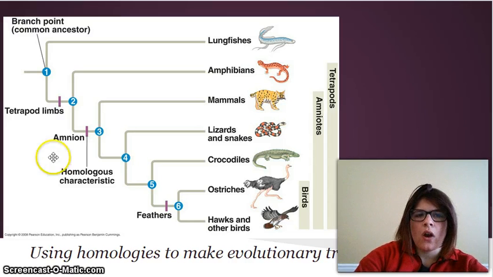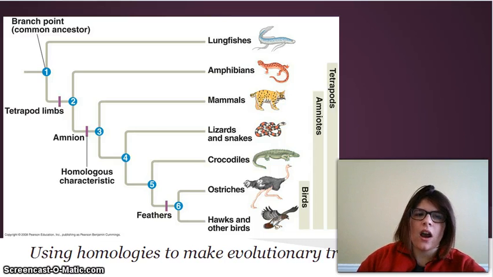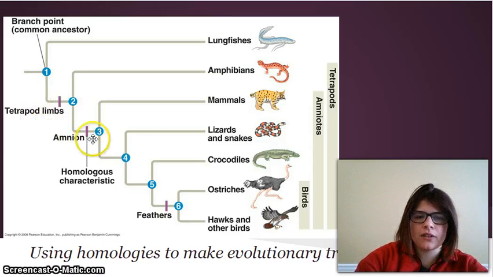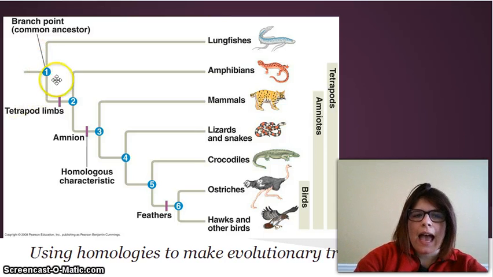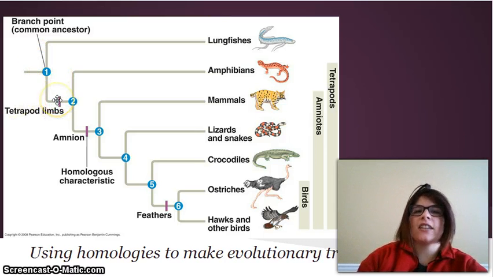And as you can see, this evolutionary tree is going to show you how we are related to each other. We start out here at this number 1, where we have a common ancestor. All of these numbers show the common ancestors. And where you have these tick marks, it's a homologous characteristic. So at this first tick mark, tetrapod limbs came into play.